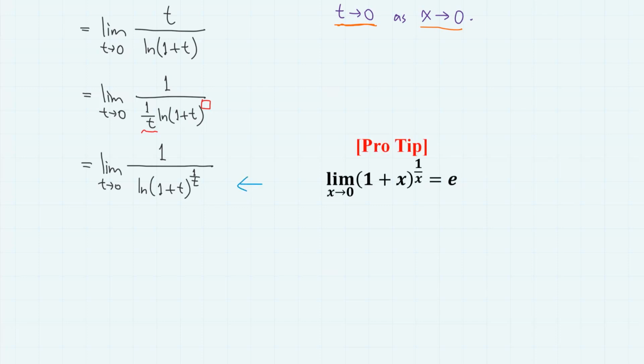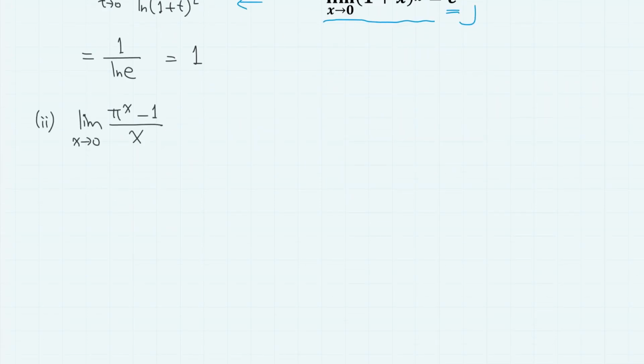Here, the denominator is the famous limit expression for constant e. Instead of L'Hopital's rule, we have to use this property. So the limit is 1 over ln e, which is 1. Next, the limit of the numerator.